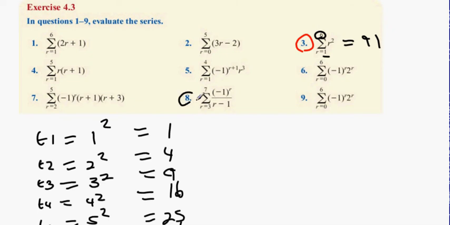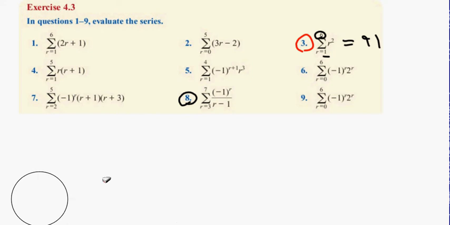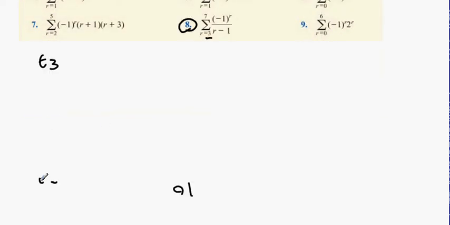Okay, now we're going to move on to question 8. Now question 8 is very similar to question 1. So what you can say is that we're starting off at T3 and we're going to end up at T7. So we're going to have T4, T5, T6 and T7. Now we have to figure out what all these numbers are.